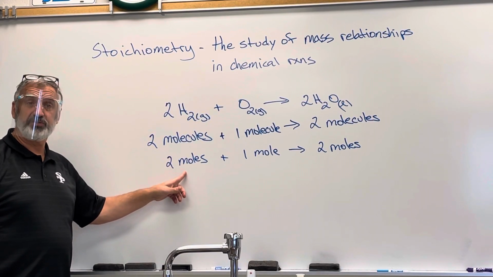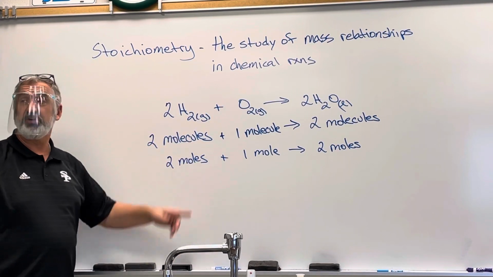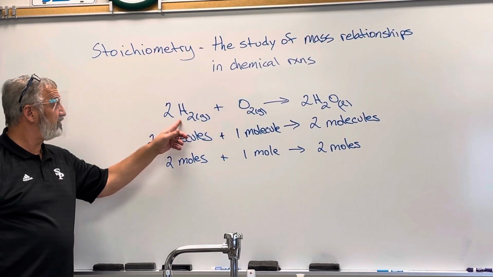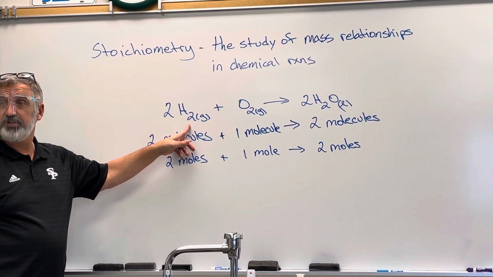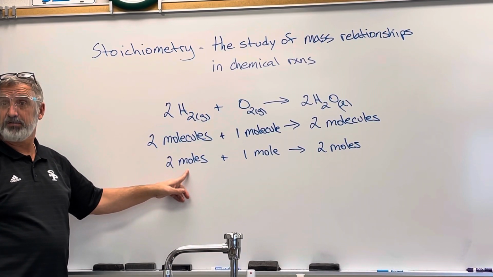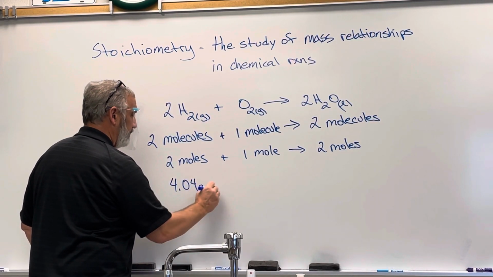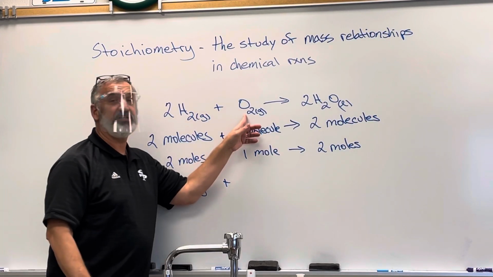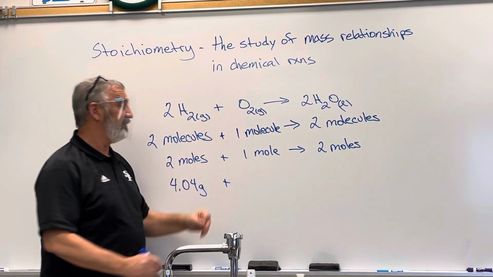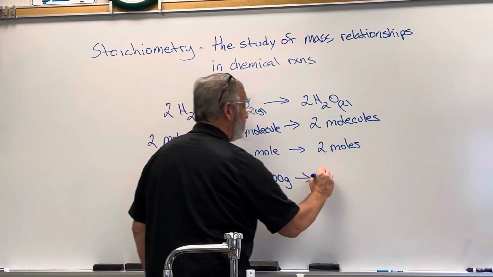Well, I have 2 moles. What does each mole weigh of hydrogen? Well, you go to the red number on the periodic table. Hydrogen is 1.01, but it's H2, so it's 2.02. We're going to do some mental math. 2.02 times 2 is 4.04 grams, combined with 1 mole of O2. Now each oxygen is 16, so 16 times 2 is 32. And that's going to make 2 moles.